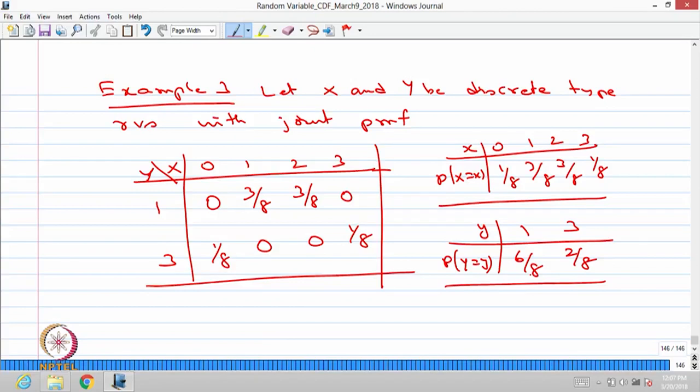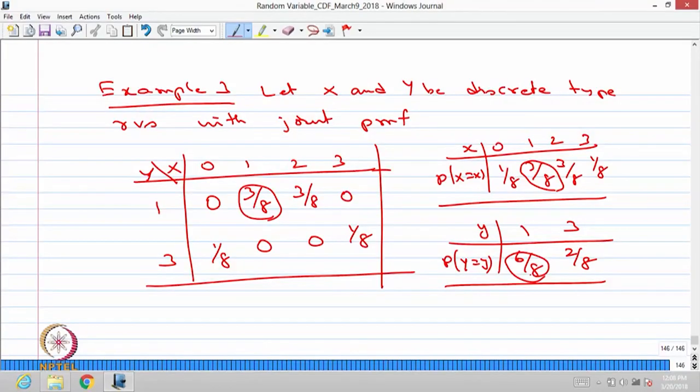Now, you can verify whether these two random variables are independent. Suppose x takes the value 1 and y takes the value 1, that probability is 3/8. Now if you make the product 3/8 times 6/8, that is not equal to 3/8. Even if one pair does not satisfy it, you cannot conclude they are independent. Only if for all the pairs the joint probability mass function is the same as the product of the probability mass functions of x and y can you conclude they are independent. Since one pair does not satisfy, you can immediately conclude both random variables are not independent.